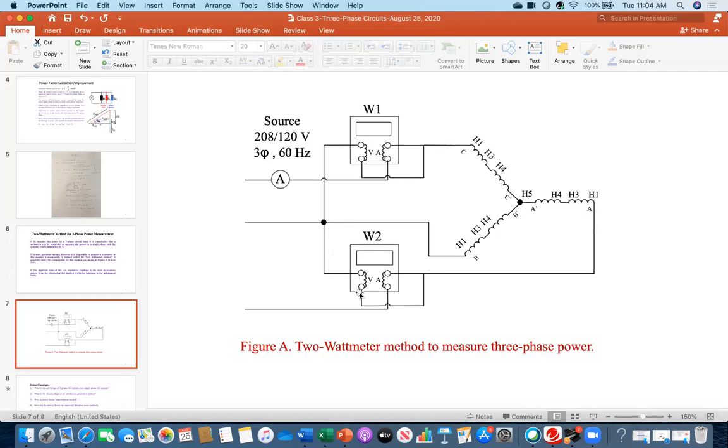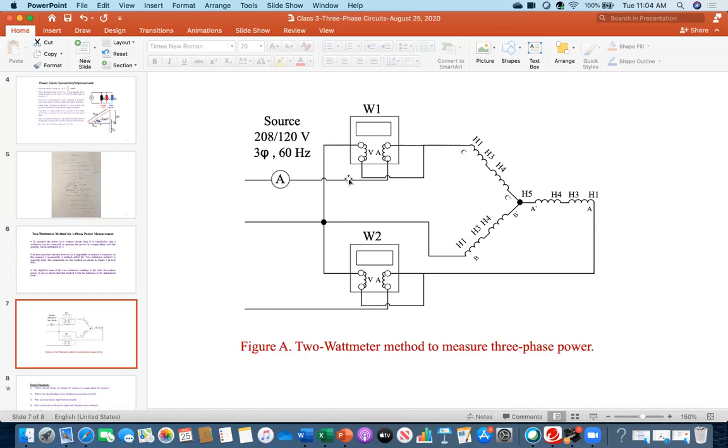As you know, the current coil is connected in series, like this. But for the voltage coil, you need 2 points: one is this point and the other end is this point. In this case, one is this point and the other end is this point. So this point is common to both wattmeters.